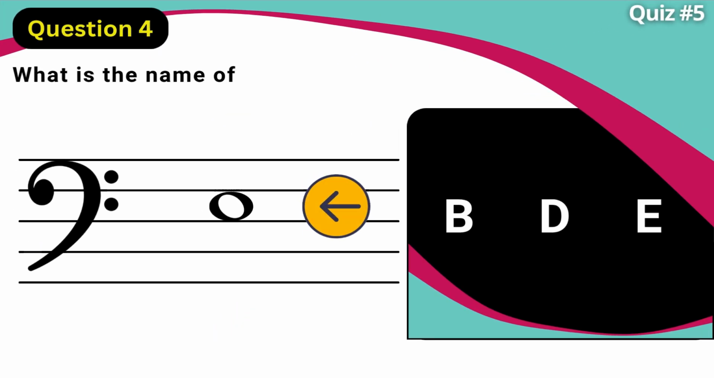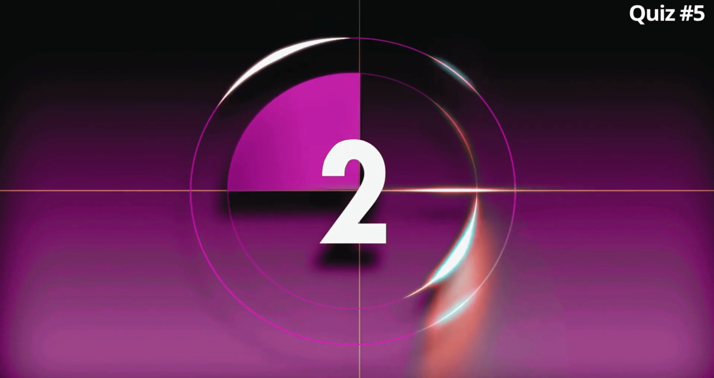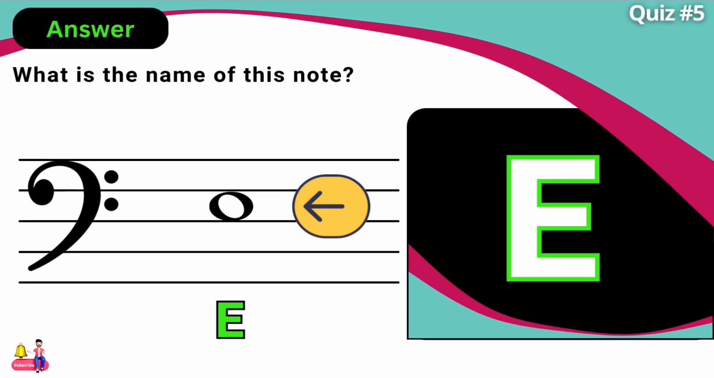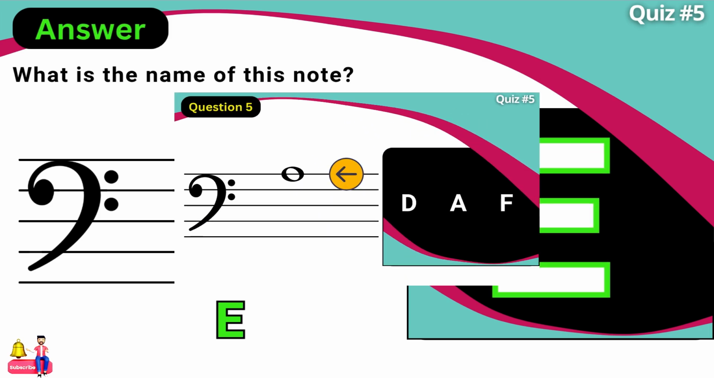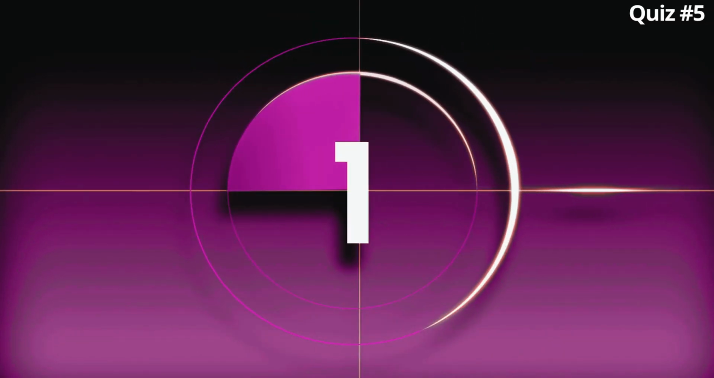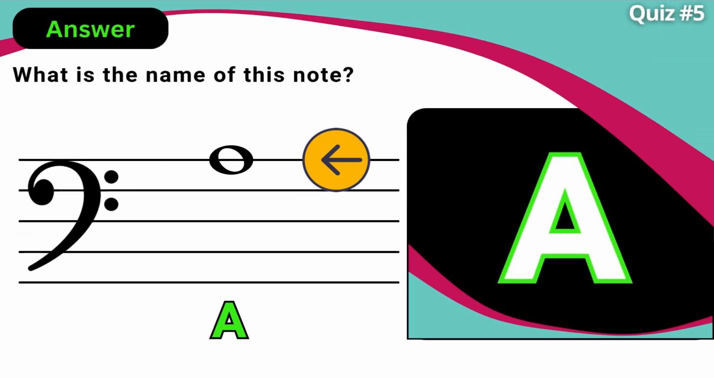Question 4. What is the name of this note? B, D, or E? And the answer is E. Question 5. What is the name of this note? D, A, or F? And the answer is A.